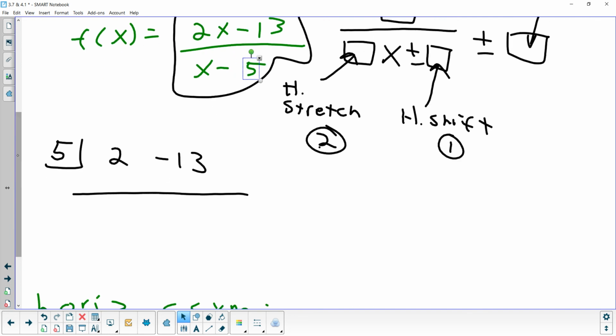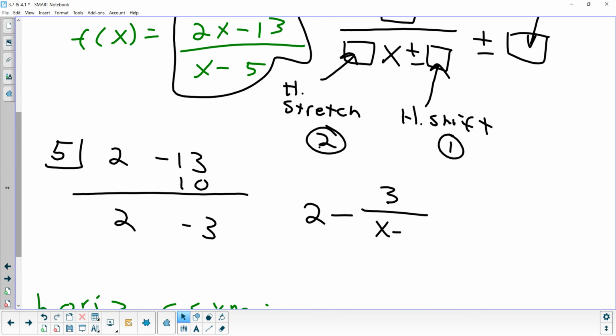Okay, let's do it up. Bring down the 2. 5 times 2, Matt, what's that going to give me? And negative 13 plus 10? Negative 3. Okay, let's write our answer. Remember how you can write your answer in long division. Think back to middle school long division. Quotient plus remainder over divisor. There's my quotient. In this case, it's minus my remainder over, what was I originally dividing by? x minus 5.